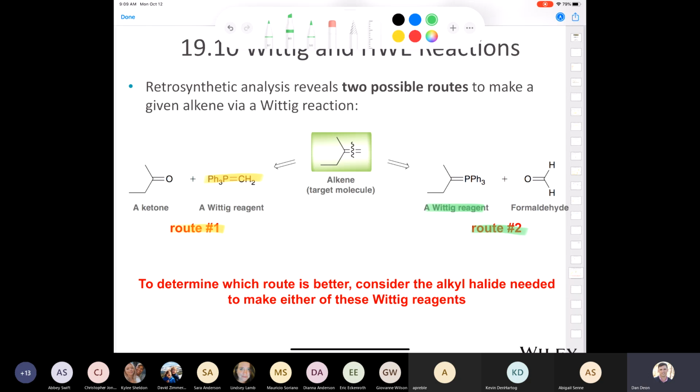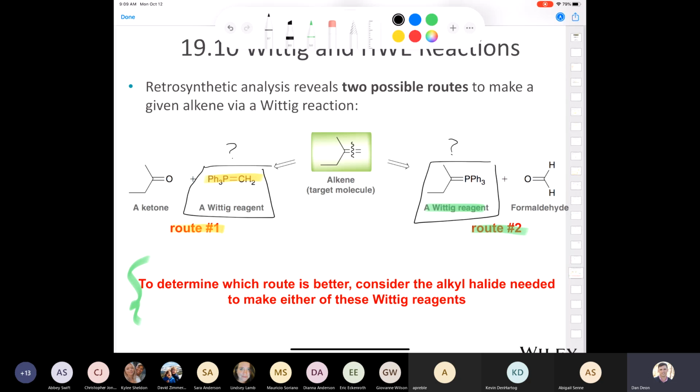Here's what you've got to be able to do. To determine which one of these routes is better, number 1 or 2, you look at the alkyl halide that you would have to use to make the Wittig reagent. So that's why I highlighted the Wittig reagents. You've got to look at this Wittig reagent right here and this Wittig reagent right here, and you've got to say, which one of these would be easier to make? Could anybody guess? Would it be the one in yellow or the one in green?